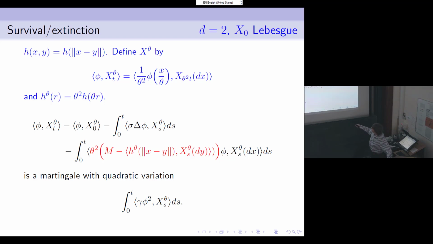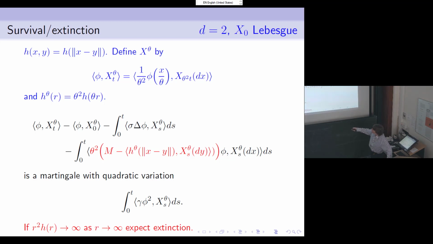This is the only term that's changed. And what's happened to it? Well, where I had an h before, I've now got this h theta, and moreover, it's having a rather strong effect. So I've got a theta squared in here. And the quadratic variation hasn't changed. So if h theta goes to infinity as theta goes to infinity, I can expect that my population is going to die out.